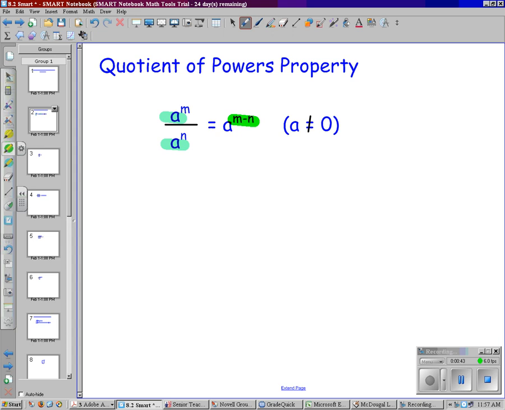And we say here that A cannot equal 0. Why do I have to say A cannot be 0? Any thoughts on that? Jack? Nothing can be divided by 0. Okay, we can't divide by 0. That is an undefined operation, dividing by 0.